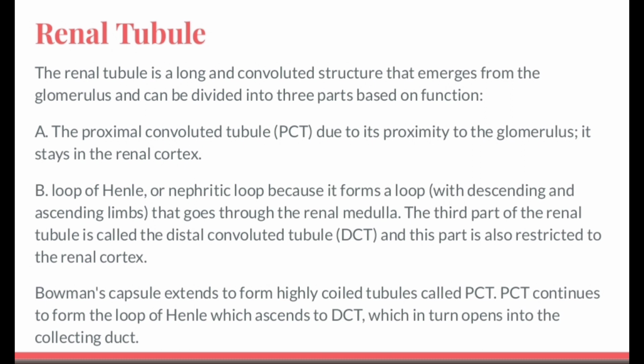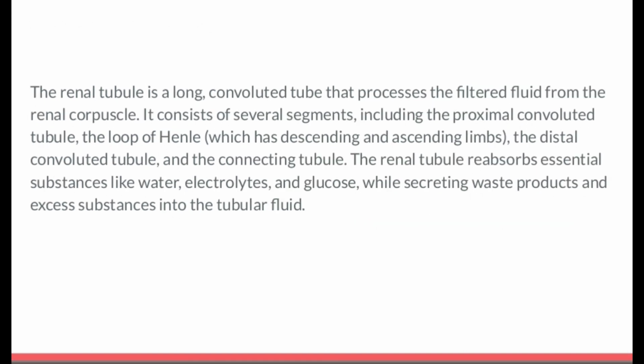Bowman's capsule extends to form highly coiled tubules called PCT. PCT continues to form the loop of Henle, which ascends to DCT, which in turn opens into the collecting duct. The renal tubule is a long, convoluted tubule that processes the filtered fluid from the renal corpuscle.